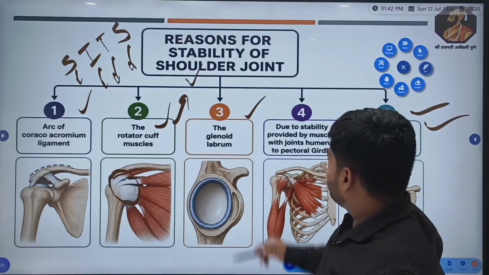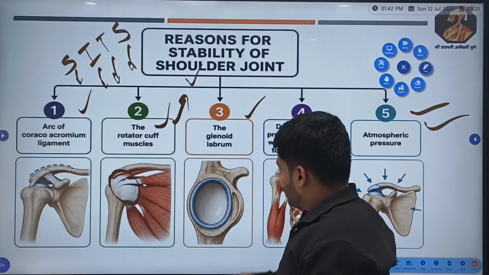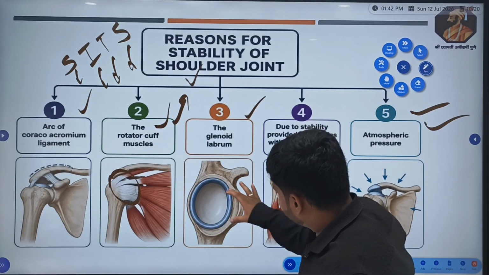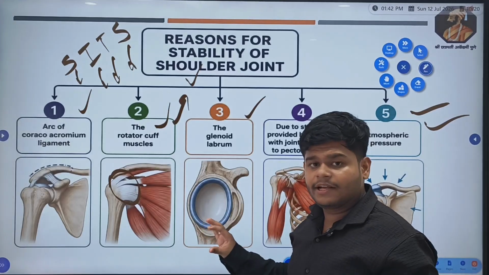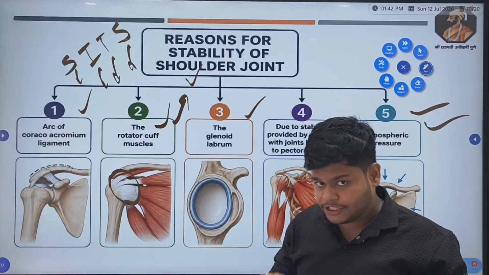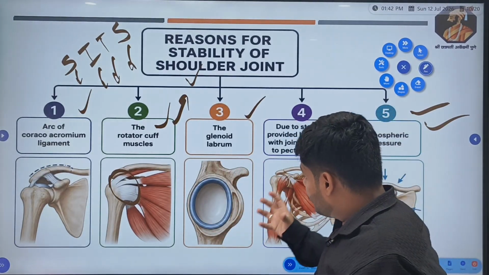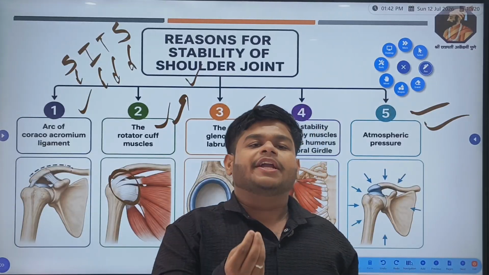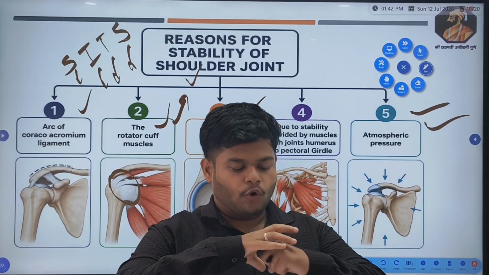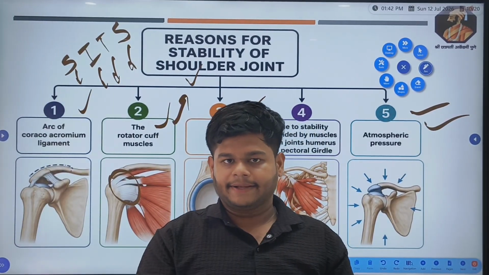Now the third one is the glenoid labrum. There is a glenoid cavity and there is a glenoid labrum. It's nothing but a fibrocartilaginous tissue which makes the glenoid cavity a little more deep, so it can hold the head of the humerus tightly.